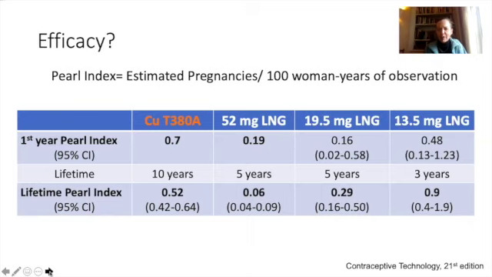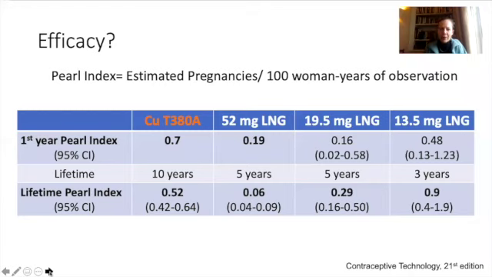This may be a little bit paradoxical. You'd think, oh, you're following people for more time. Wouldn't we see more pregnancies? But actually, we tend to see fewer pregnancies with time. People who have a failure tend to have a failure early and then switch out to another method. And over extended time, we have bigger denominators.